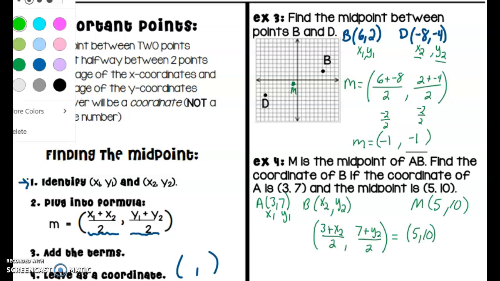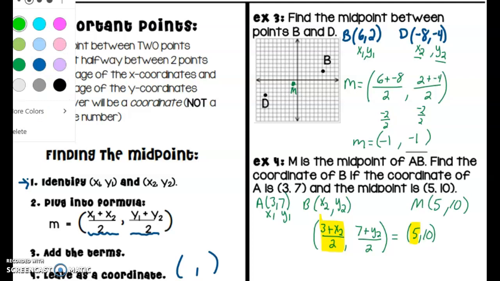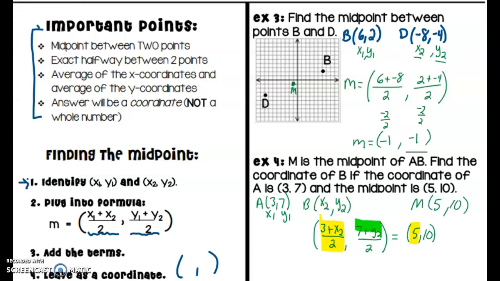Now, remember that these are coordinates. So your first coordinate, this area right here, is what gives you the 5. And then the right-hand side, this 7 plus y2 divided by 2, is what comes together and gives you the 10. I highlighted it to show you, but what you're going to do is set this 3 plus x2 divided by 2 equal to 5, and you're going to solve.